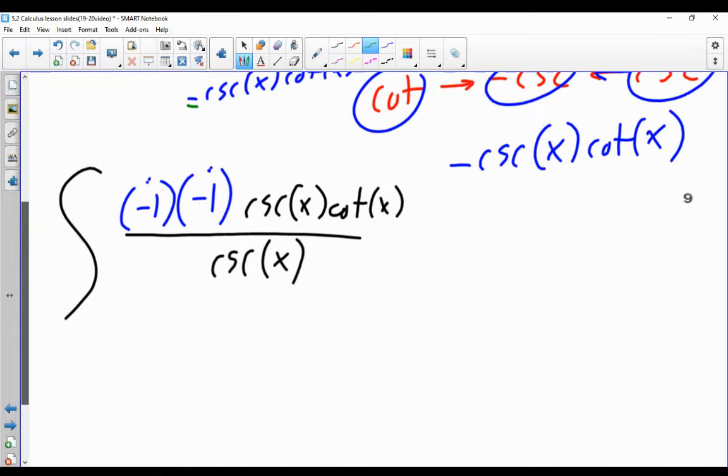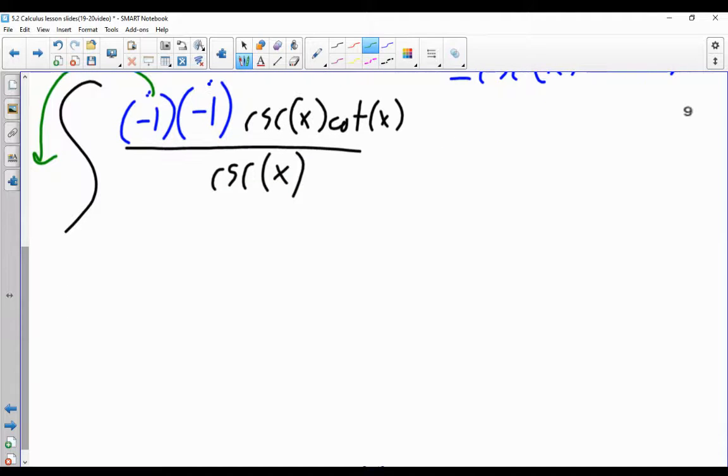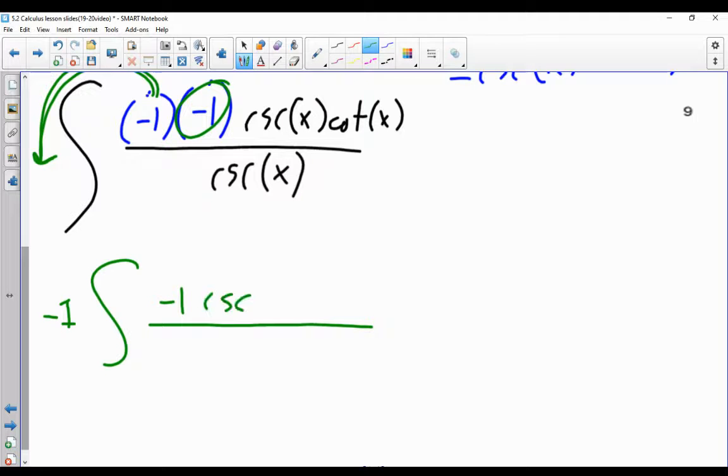Am I going to do something similar to the previous examples where we take one of these negatives and put it in the front? I think you guys are catching on. But yes, let's try that. Let's take one of these negative numbers and bring it to the front. So we have a negative 1 in front of the integral, and then let's keep this negative 1 in the front here. So negative 1 times cosecant times cotangent all over cosecant.